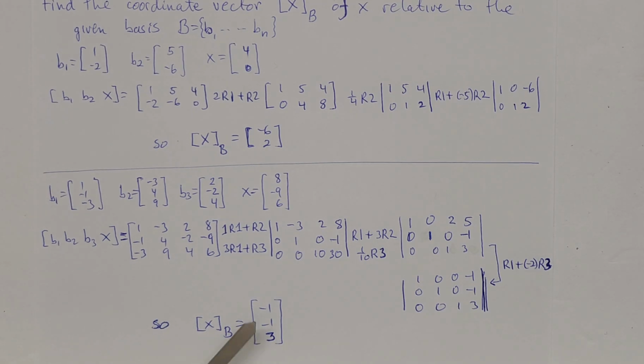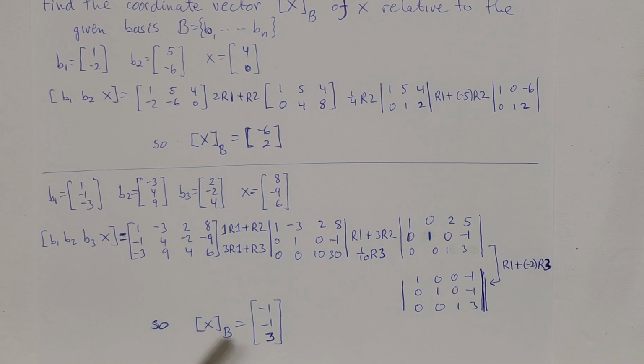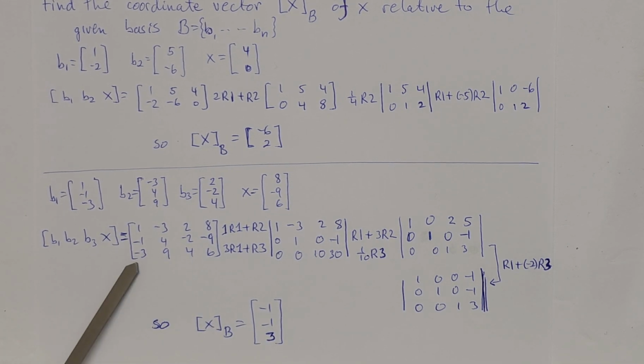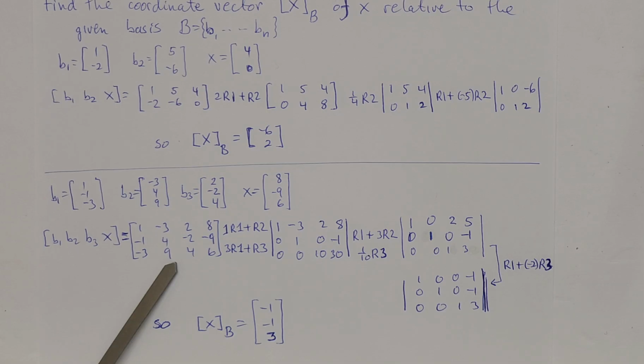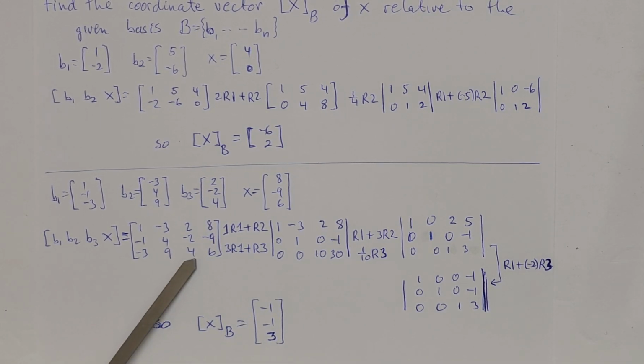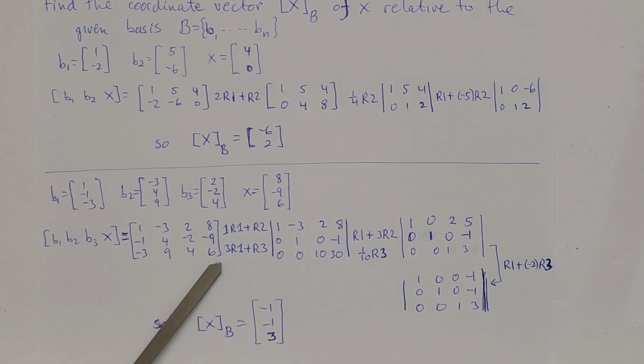So here we go. Negative 1 times negative 3 becomes positive 3. Negative 1 times 9 is negative 9. So 3 subtract 9 will be negative 6. 3 times 4 gives me positive 12. Negative 6 plus 12 gives me positive 6.